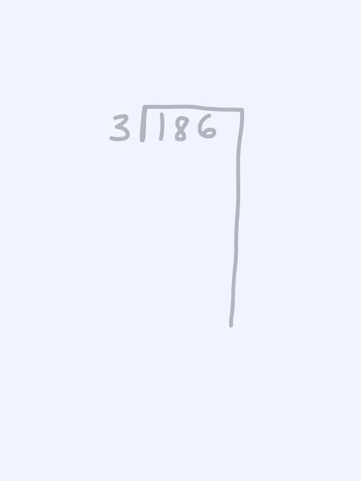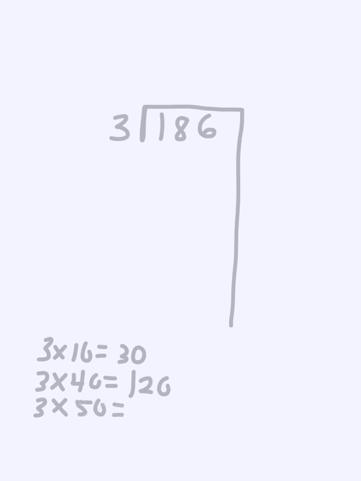Okay, so in this problem, we're thinking multiples of 10. So I know 3 times 10 would equal 30, which is pretty far away from 186. So I'm going to go ahead and jump up and try 40. 3 times 40 is 120, so I can still go. 3 times 50 would be 150. 3 times 60 would be 180. So in this problem, 60 would be my closest multiple of 10.